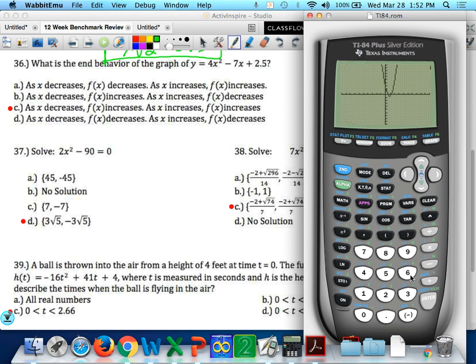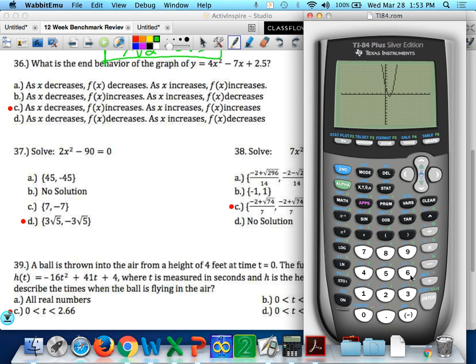I want to know what the ends of the graph are doing. Our graph is f of x. Really, we probably should change this to match it. Let's call this f of x just to be safe. I'll try to remember to do that. It's my bad. But if we have a graph that looks like that, we want to know what are the ends of the graph doing.